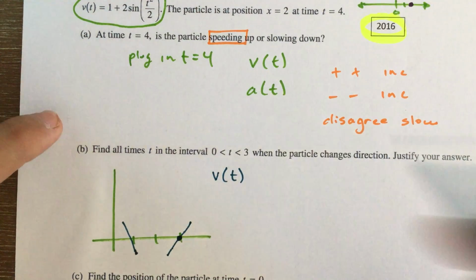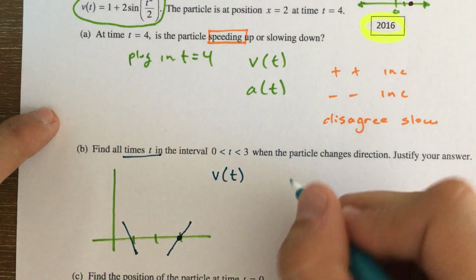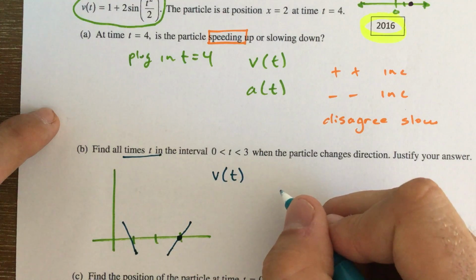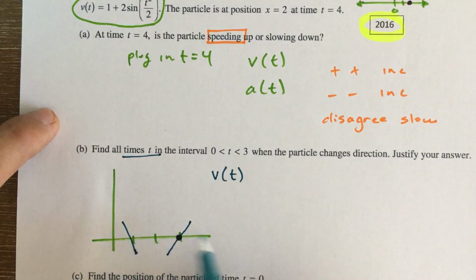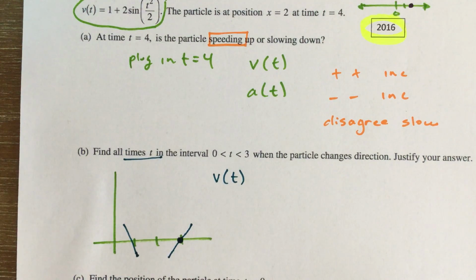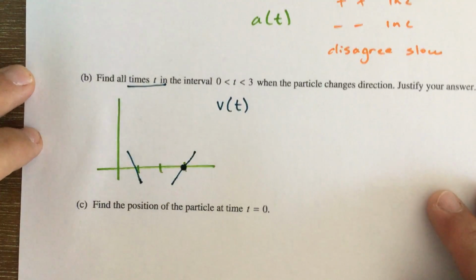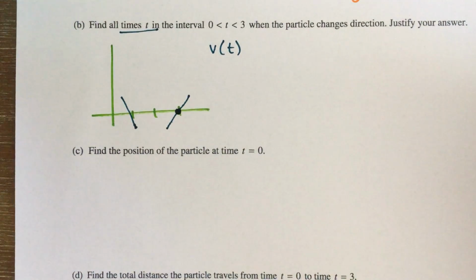Okay? If you have to actually find that time, to do that you're going to push second calc and then find a zero. You're finding that zero or this zero, wherever that graph is. Make sure you're only looking at from 0 to 3. All right, next part. Find the position of the particle at time equals 0.